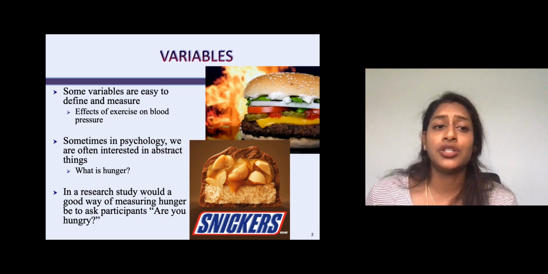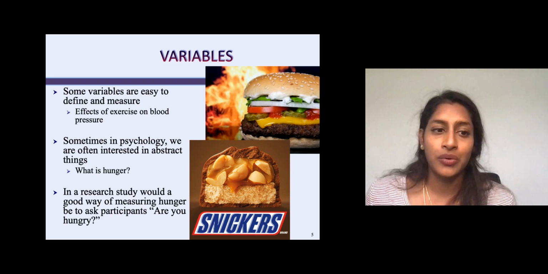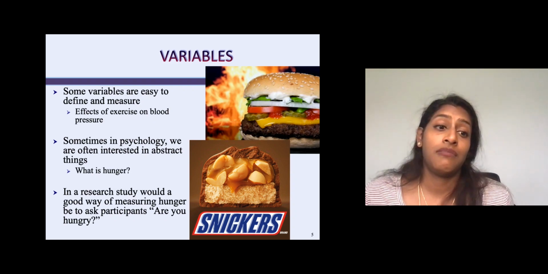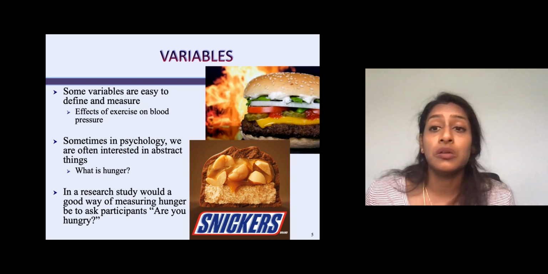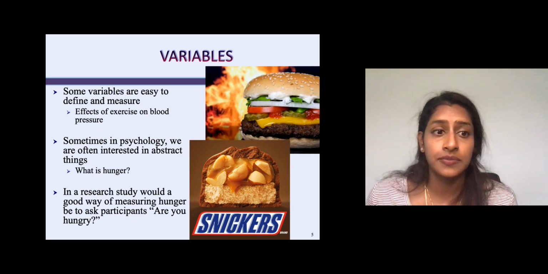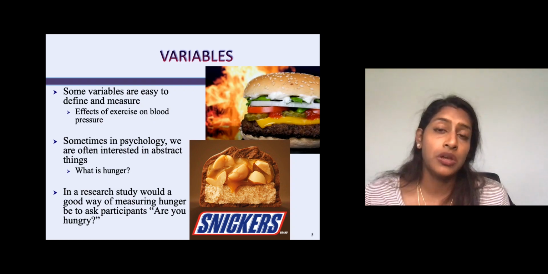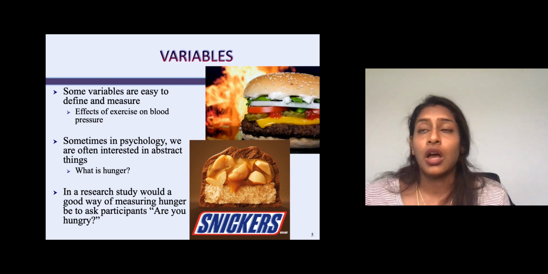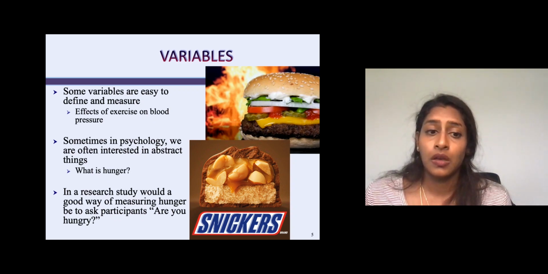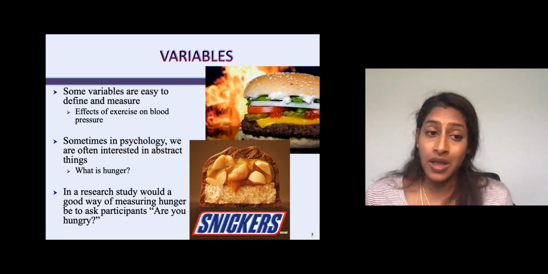But sometimes in psychology, we're often interested in abstract things. So for example, what is hunger? Well, I could probably ask you what hunger is, and I imagine that you would all probably give me varying definitions. So in a research study, what would be a good way of measuring hunger? Could I simply just ask a participant, are you hungry? Well, I could, but people look at hunger in a little bit different ways, right?